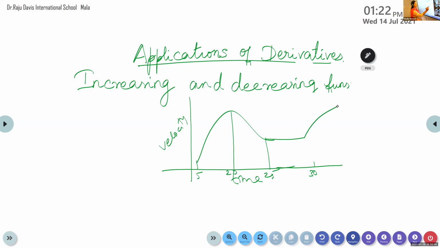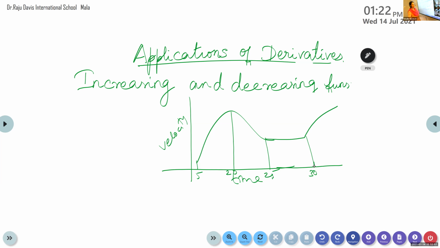Okay, suppose I am drawing a graph. In physics you are learning all these types of graphs, isn't it? Velocity-time graph, is it or not? I think from 9th standard, 10th standard onwards you are learning. Okay, now look at this graph.